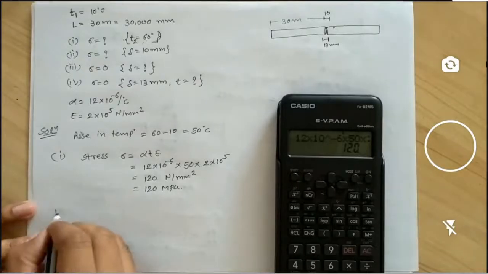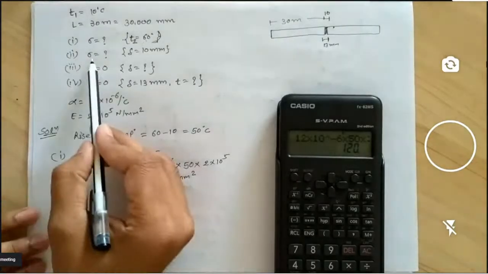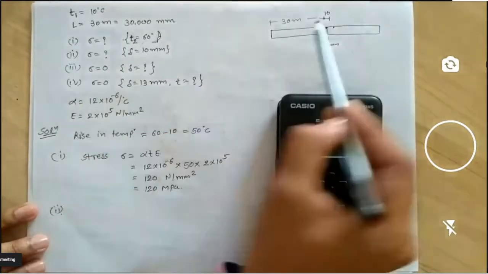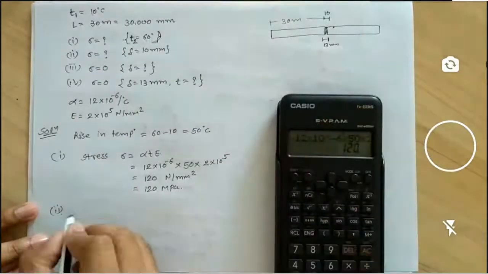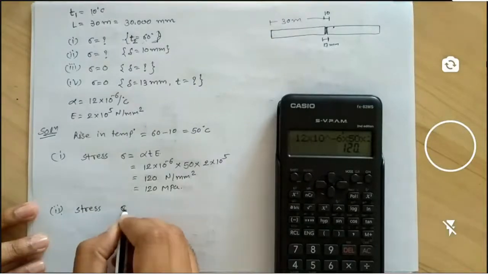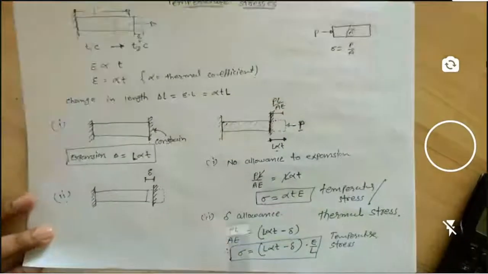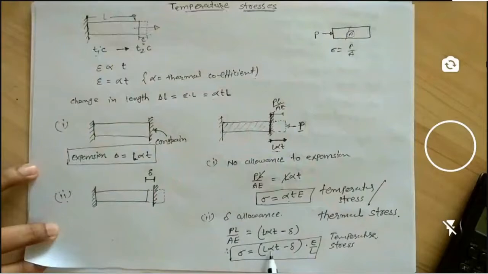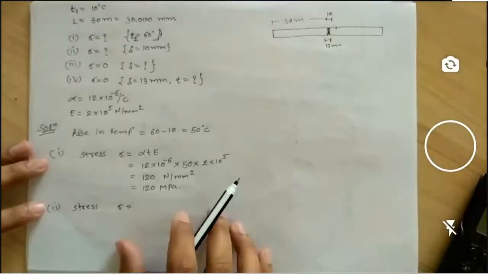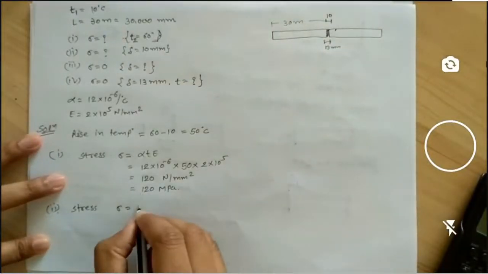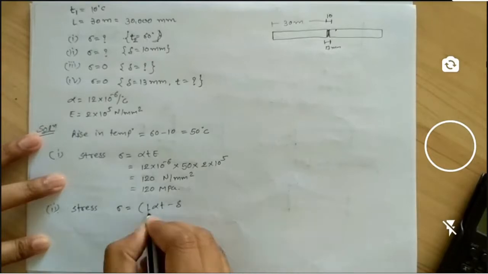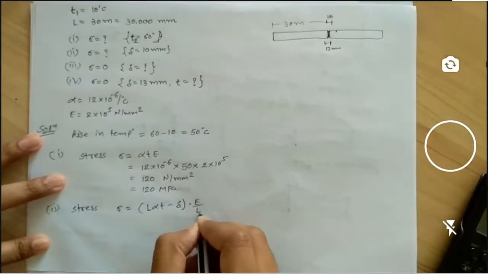Now the second case: the stress generated if delta is a 10 mm allowance, meaning we have provided a 10 mm gap between these two rails. So the stress sigma is, as we have seen, if delta allowance is there, the stress is given by L alpha T minus delta, that is the effective change in length, into E by L.